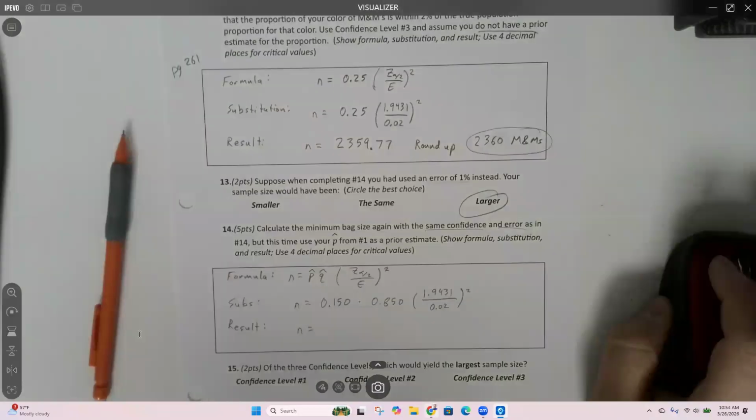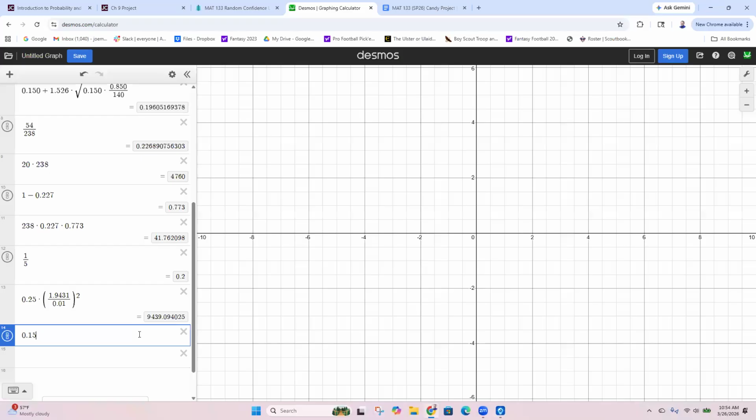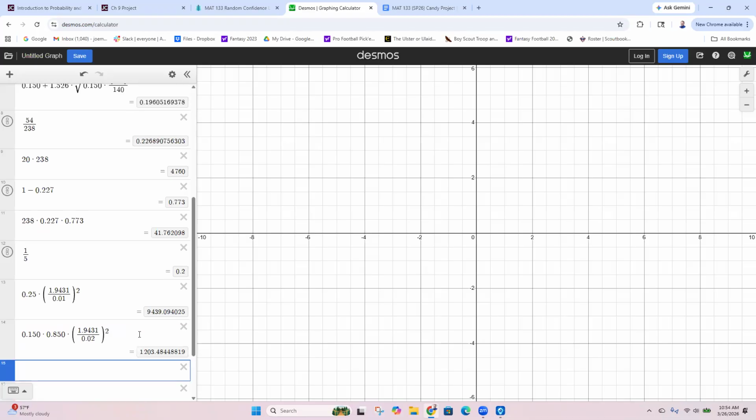I'm going to retype this. 0.150 times 0.850, times big old parenthesis, 1.9431. That's my z value. You're going to have a different one. And you're going to have the same 0.02 there. Shift 6, 2 to square that. So now my n is 1,203.4.